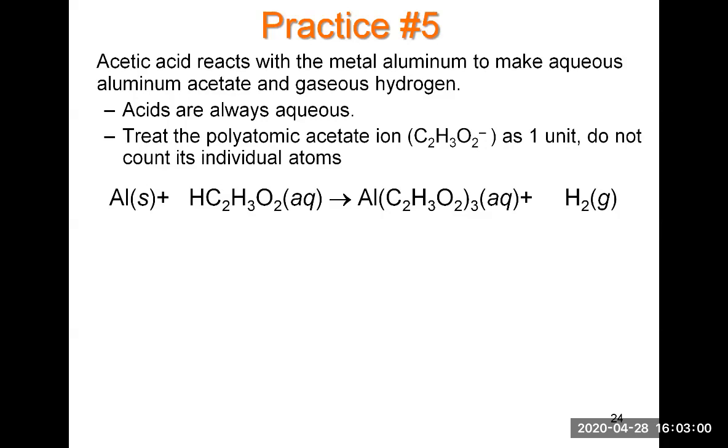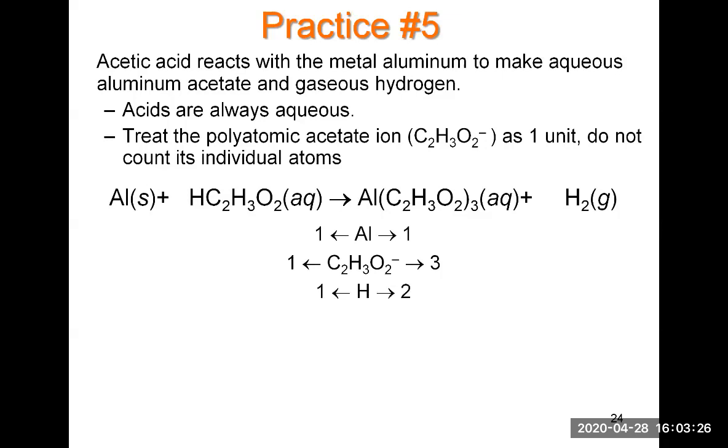So let's count aluminum. Aluminum, we have one on the left and one on the right. Then the acetate ion, we have one on the left in HC2H3O2. So here you're only counting after the first H, and it's one. On the right, you have 3 acetate per aluminum.